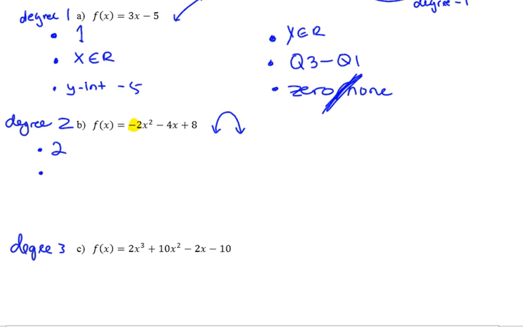Okay, so what's going to be the domain of this function? x ∈ R. What's going to be the y-intercept? Let's call on somebody. Ashley. 8. So it's our constant, is our y-intercept.